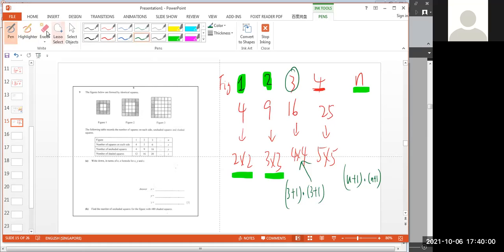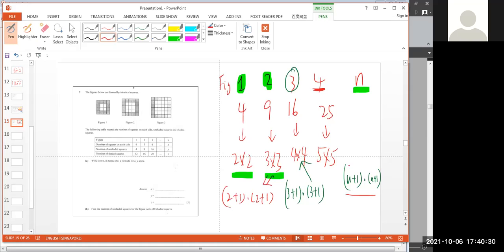So for figure 2 here, can you see it's 3 times 3? How do you get 3 times 3? It's 2 plus 1 times 2 plus 1. So figure 2 is 2 plus 1 times 2 plus 1. Figure 3, 3 plus 1 times 3 plus 1. Figure n, n plus 1 times n plus 1. So that's the pattern. So you just need to simplify this.